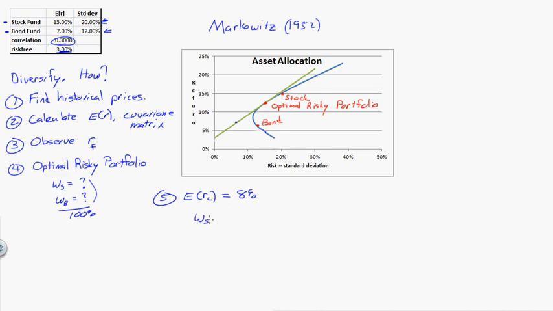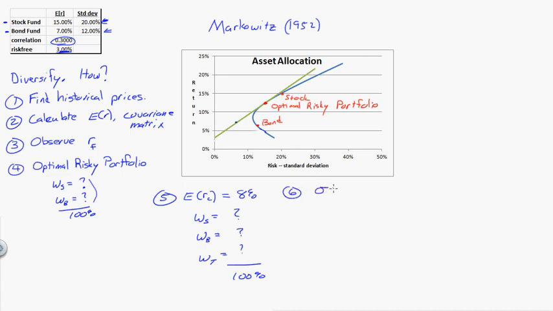The question now is, how much should the client put in the stock fund, the bond fund, and the risk-free asset, which I'll call the T-bill? So what percentages, you have to tell me what those percentages will be. That, of course, will add up to 100%.